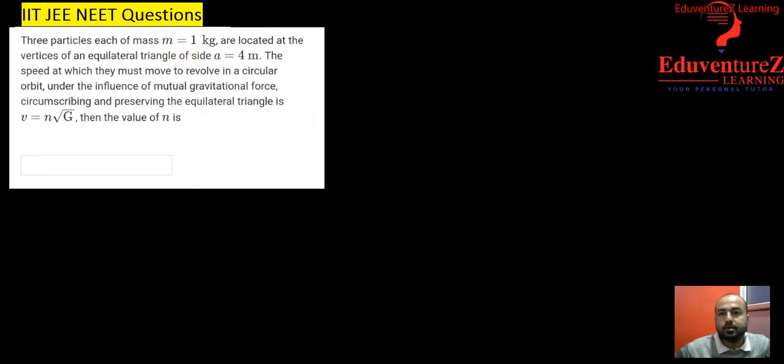Hello student, here is a question which says three particles each of mass m equal to 1 kg are located at the vertices of an equilateral triangle of side 4 meter. The speed at which they must move to revolve in a circular orbit under the influence of mutual gravitational force, circumscribing and preserving the equilateral triangle is v equal to n root under g, then the value of n is.